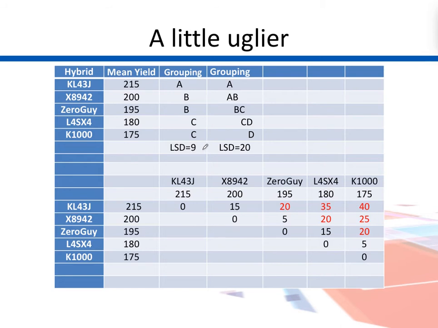So for example, in our first case we ended up with an LSD of 9, and we also try another LSD value that was 20. So now we compare the first one with the second. The difference is 15, greater than 9. So we give it letter A, and the second one is assigned letter B. Now we compare this second with third. 200 and 195, difference is 5. That is less than LSD, which was 9.